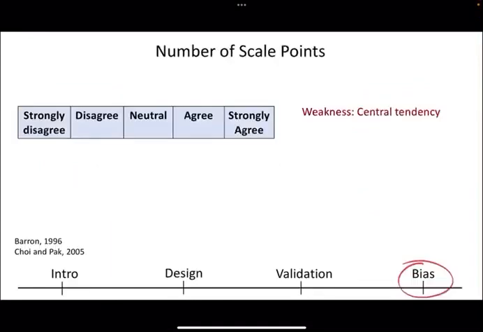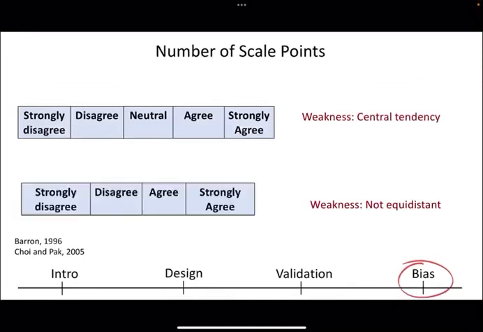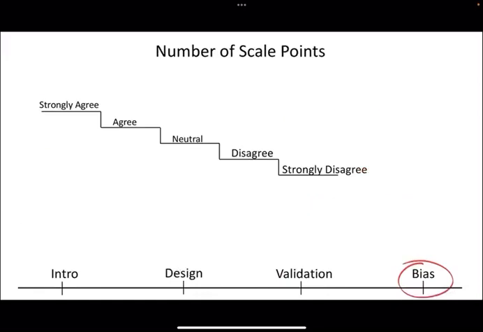The number of scale points can be an issue. This is a Likert type scale here, going from strongly disagree to strongly agree. Whenever you have a neutral option, it presents an opportunity for people to choose it more. As soon as you have neutral, it's possible that people might just pick that most of the time. Another issue when you get rid of the neutral is that the points are not necessarily equidistant, and it helps to look at it with stairs.